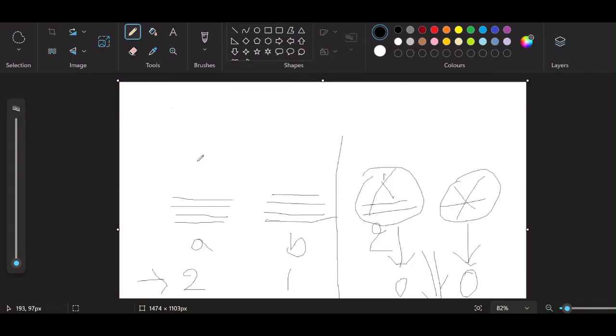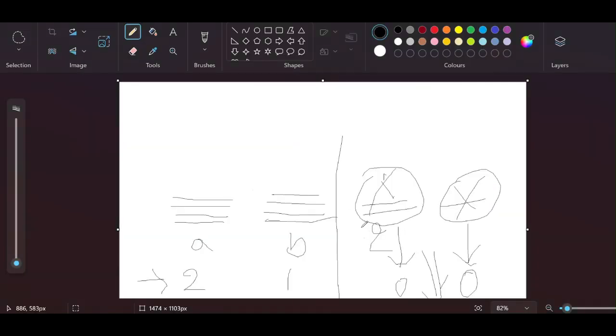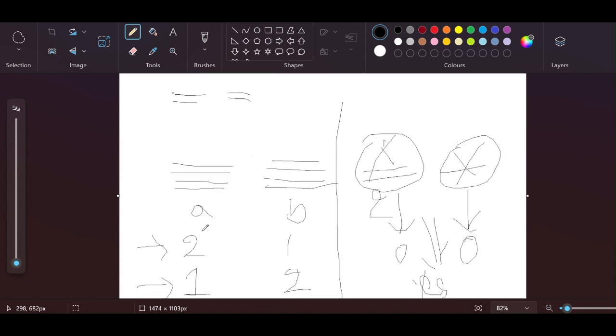Let me take another example: 2 and 2. So this is the A coin pile and these are the B coin pile. Our condition: if we want to remove two coins from the A coin pile, we have to remove only one coin from the B coin pile. Or if we remove one coin from the A coin pile, we have to remove two coins from the B coin pile. So let us follow the first condition.